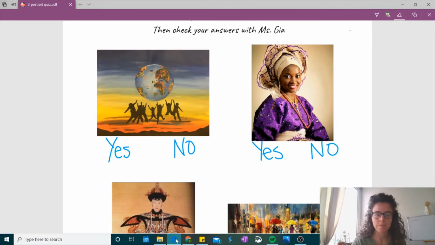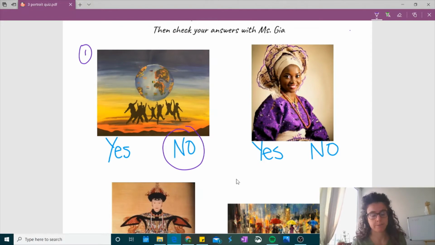Okay, let's begin. This first picture here, I'm going to put a little number 1. This one is not a portrait. Even though we have people and portraits can be of groups, we don't see any faces. We don't see anything that can help us recognize these people. So it's not really a portrait. It's a very nice picture, but it's not a portrait.